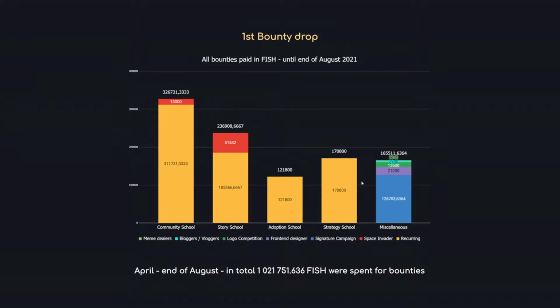We also have some expenses on the adoption of the strategy school. The first bounty covers also a signature campaign on Bitcoin Talk. It covers also a front-end designer still working for us, and some of the results you will be able to see, I believe, in a relatively short period of time. It covers also a logo competition, rewards for the vloggers, bloggers, and the meme dealers. So everything is according to the first bounty announced on Discord a long time ago.